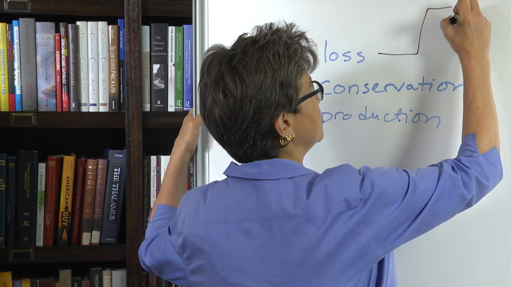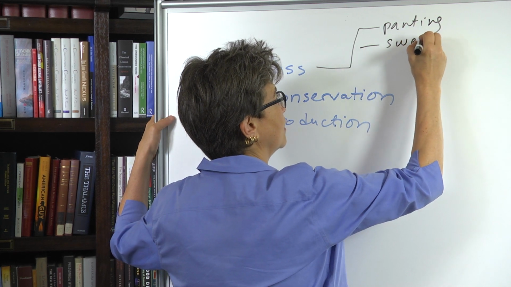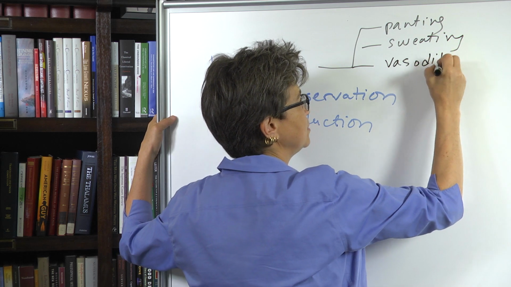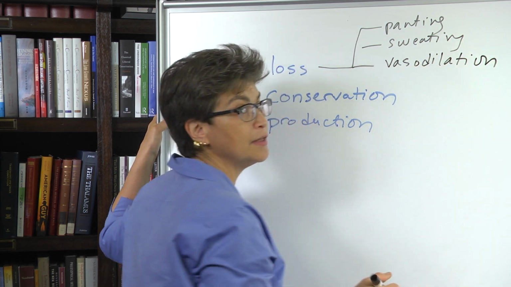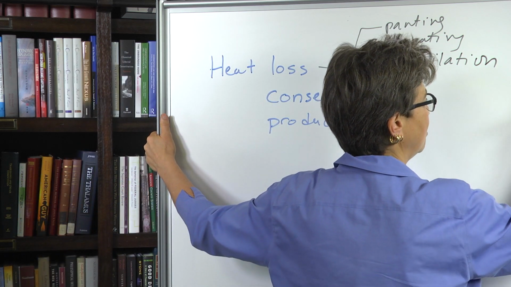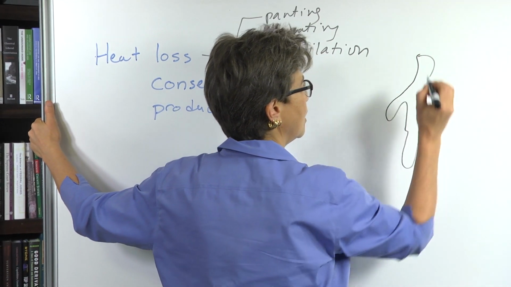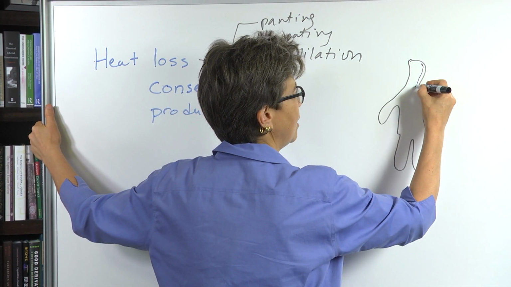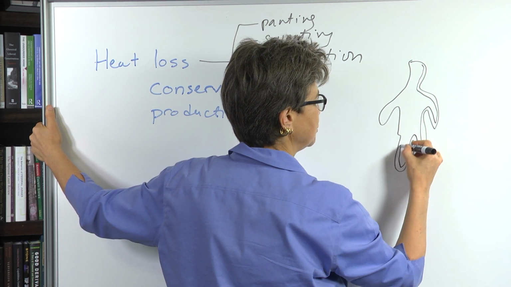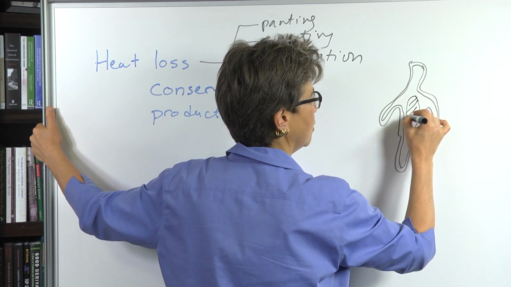Heat loss are things such as panting, sweating, and vasodilation. And when I say vasodilation, what I mean is the cutaneous skin vasodilation. So when you think about a person, think about just this outer shell. So we have a shell and we have a core.